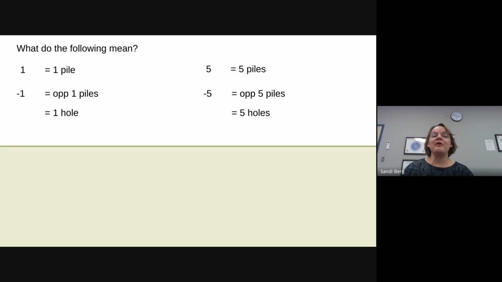So then what would that third one be? What would be the representation of the 1 hole? That would also be -1. On the right, I've got 5 is 5 piles. -5 equals opposite 5 piles or 5 holes. So I want you to think about all of that and now draw this representation. See if you can figure out what that might look like in the terms of piles and holes.